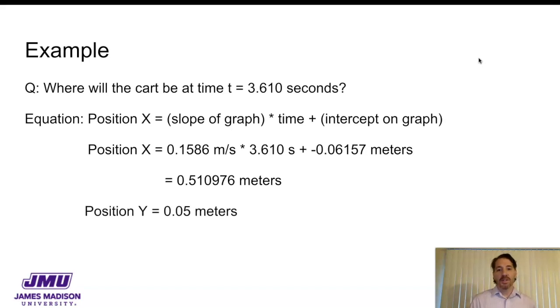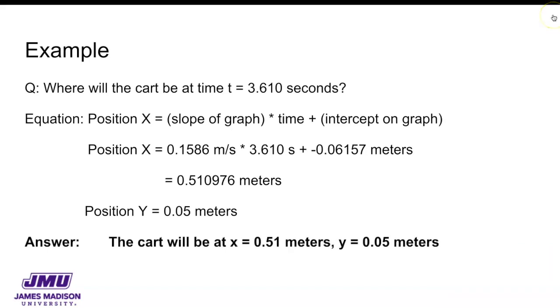If I wanted to calculate where it is in the y direction, I would point out that our y direction was not very interesting. We didn't think the cart was moving at all. And so the y direction, meaning how high it is on the screen, the cart would be expected to still be at the 0.05 meters that it was initially. That's our answer, and we can check it by going back to the video. Specifically, when we go to the video, will we see that at 3.610 seconds, our prediction is accurate and the cart is actually at x equals 0.51 meters, y equals 0.05 meters?